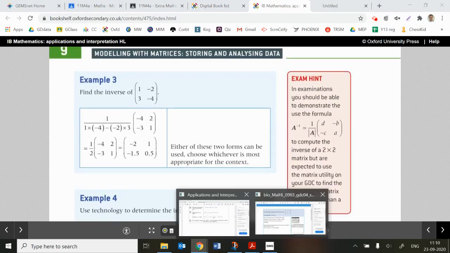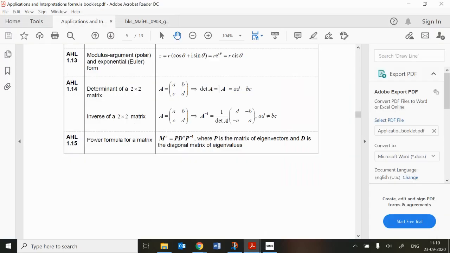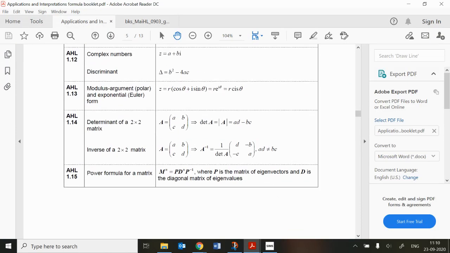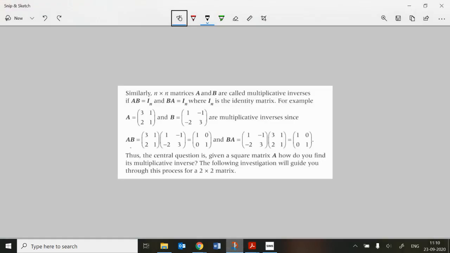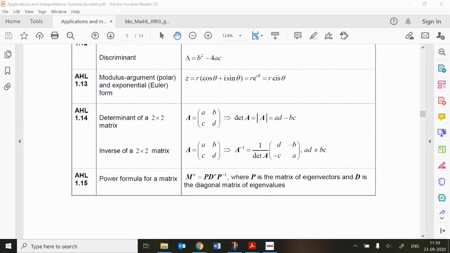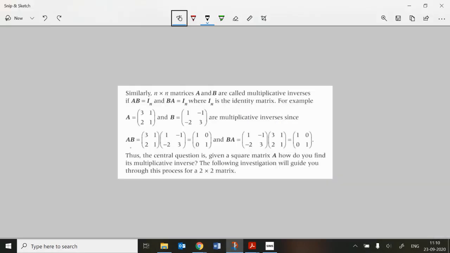But definitely also have a look at the formula booklet. In the formula booklet, it tells you what the determinant of a matrix is, and it tells you how to create the inverse of a matrix as well. And that's what's going to be used for the next question. Now, I'm just going to do a little bit of algebra for the next few minutes to actually develop this and to show you where it comes from, because it's not that difficult.